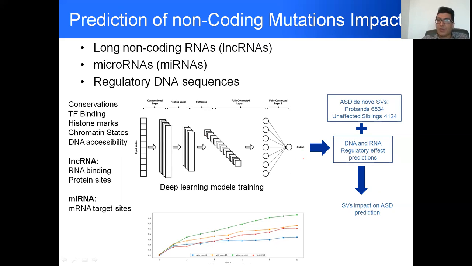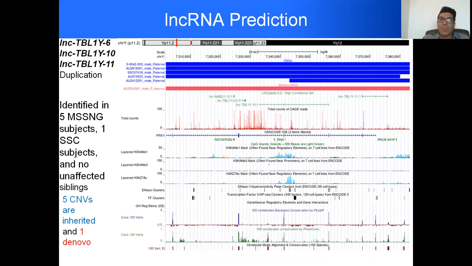Then using this network and the ASD database that we have for genetic variation and structural variation, for different probands and unaffected siblings, which we use as control, we can predict the impact that each structural variation has on the disease. Using this method, as an example, I show one long non-coding RNA we found that is believed to be important for the disease.